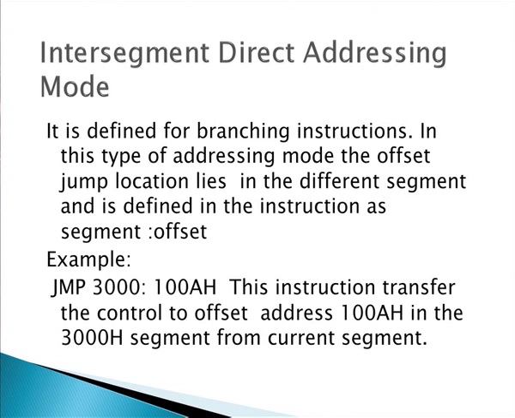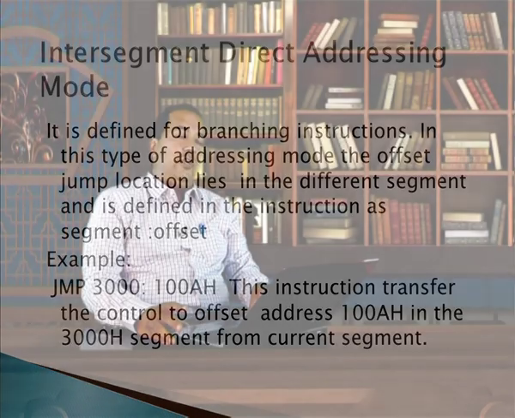Now let us assume that we are currently working in the segment 2000. Now the instruction used is jump 3000 colon 100AH. As soon as this instruction is encountered, microprocessor decides to jump from the segment 2000 to segment 3000. Now in this segment 3000, again microprocessor will demand for the offset, that in this segment to which location it has to transfer the control. Now that address is again defined in the instruction, that is 100AH.